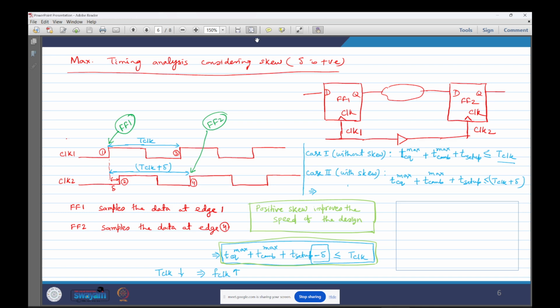So we are considering the max timing constraint, considering skew. Whenever you are considering the max timing constraint, we have to consider two edges: clock for flip-flop 1 edge 1, and flip-flop 2 edge 4. So whenever you are doing setup or max timing analysis, you have to consider two different edges of the clock, one for flip-flop 1 and one for flip-flop 2.